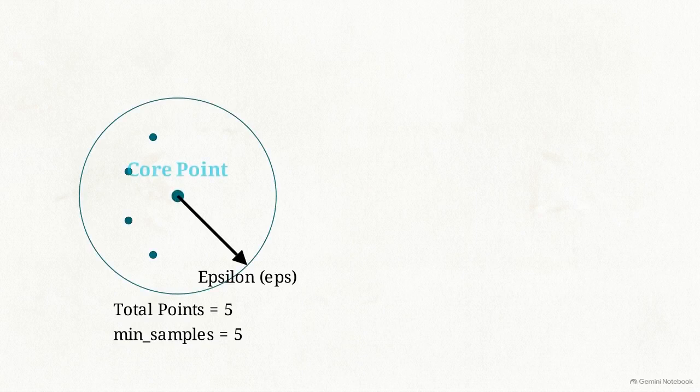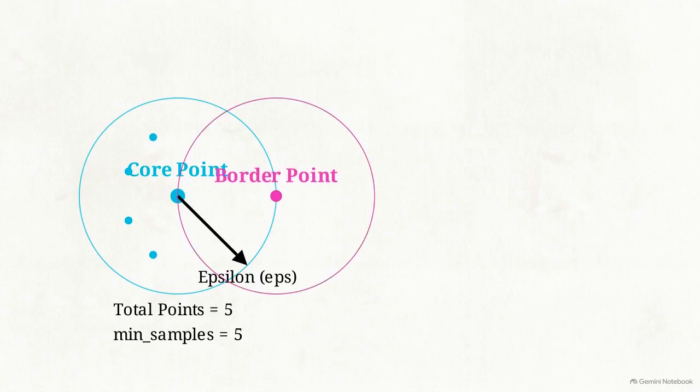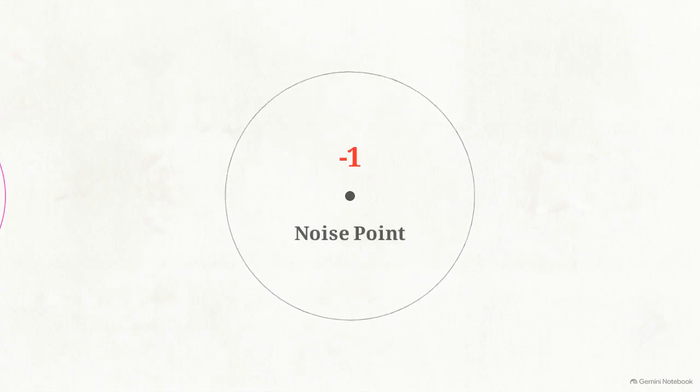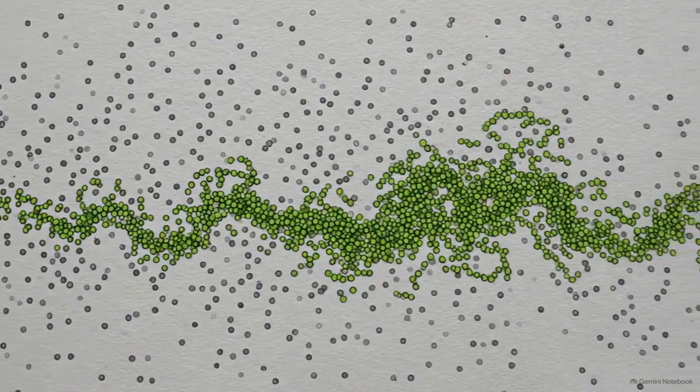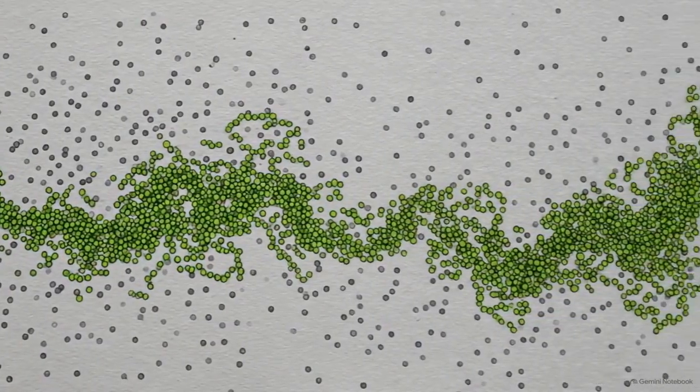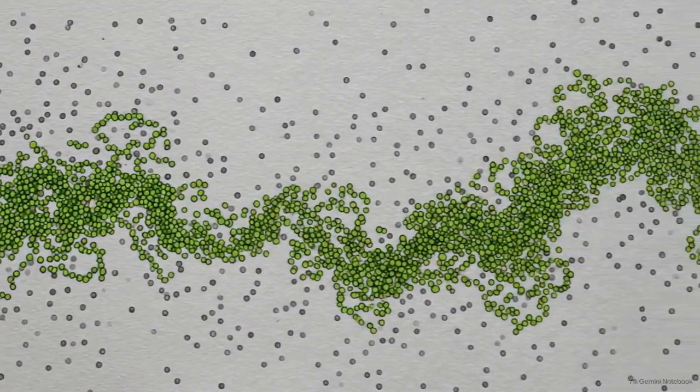Meeting this threshold creates a core point. Points inside this radius lacking their own neighbors are border points at the edge. Any point that fails both criteria, lacking neighbors and having no core point nearby, is labeled as -1. This is a noise point, which the algorithm explicitly ignores. DBSCAN chains adjacent core points together to form clusters of any shape, automatically stopping the growth the moment the data density drops below the threshold.